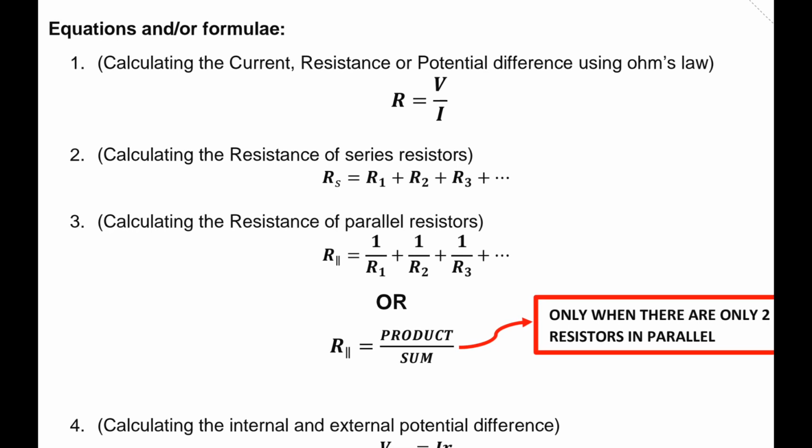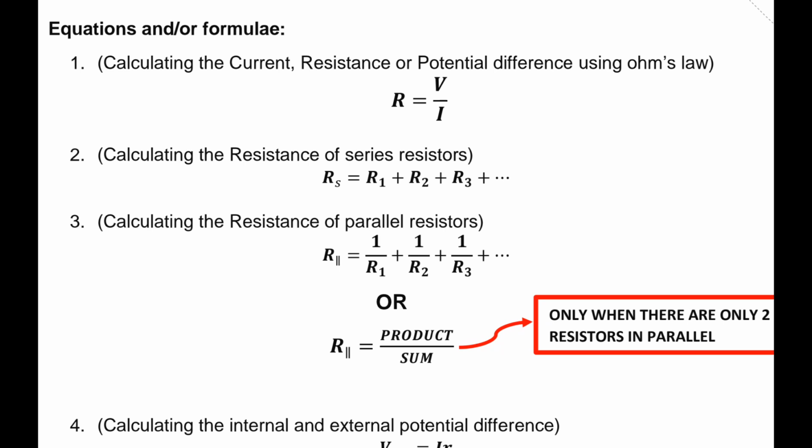Let's go to the equations and formulas we're going to use to do calculations when it comes to electric circuits. To master physical science, I'll give you this advice: just know the definitions and how to apply the formulas. When calculating current, resistance and potential difference, we use Ohm's law. R equals V over I, or V equals IR when you cross multiply, or I equals V over R. The formula R equals V over I applies in different scenarios.